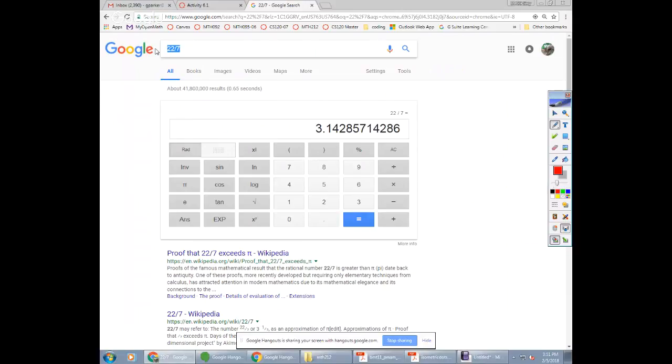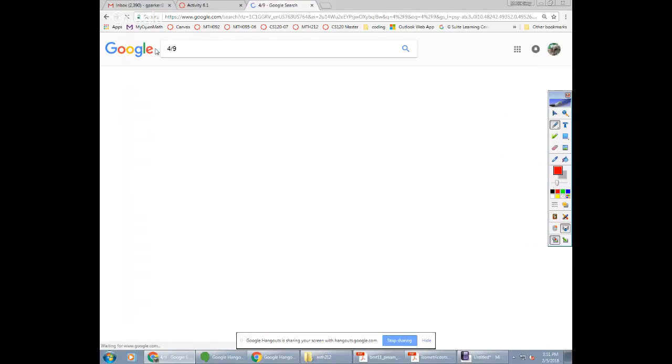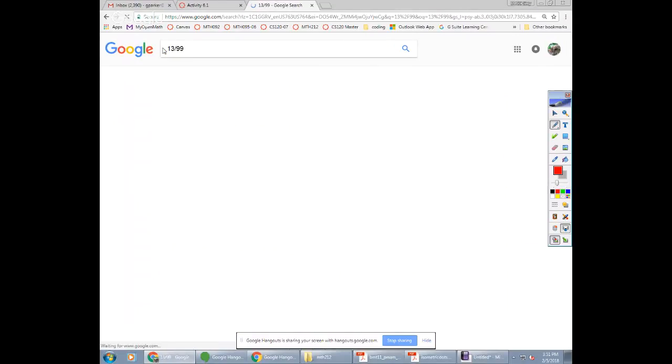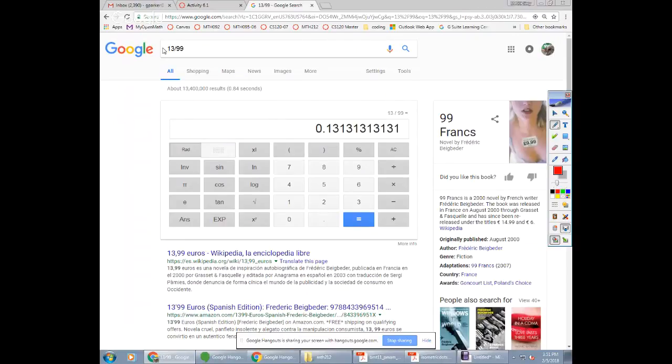Common one, 4 9ths. 0.4444444444. Another interesting one, let's suppose I had 13 over 99. 0.131313131313. So pretty much any fraction you pick, one of two things will happen. Either it'll stop, like 1/4 is 0.25, or it will repeat the same pattern over and over and over again. A fixed number of digits repeat over and over again. There's a reason for that we'll study in the next chapter.